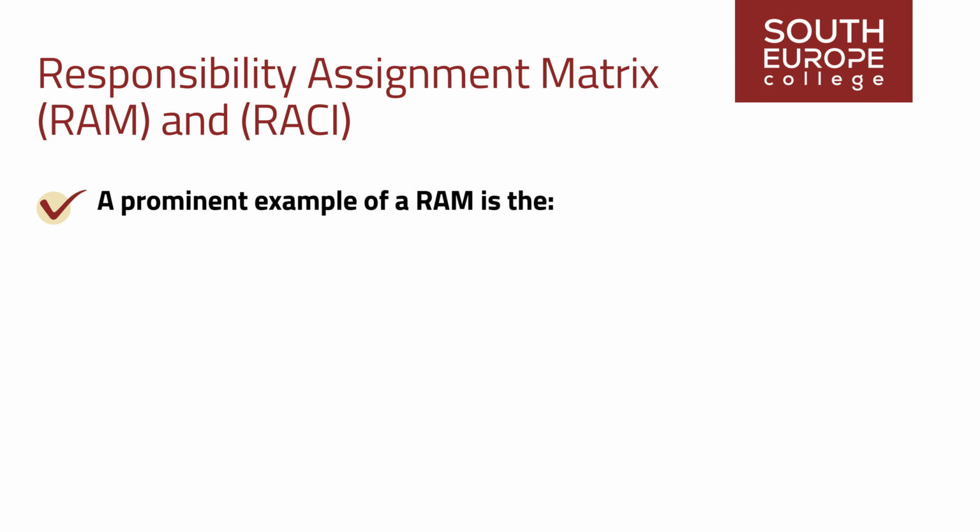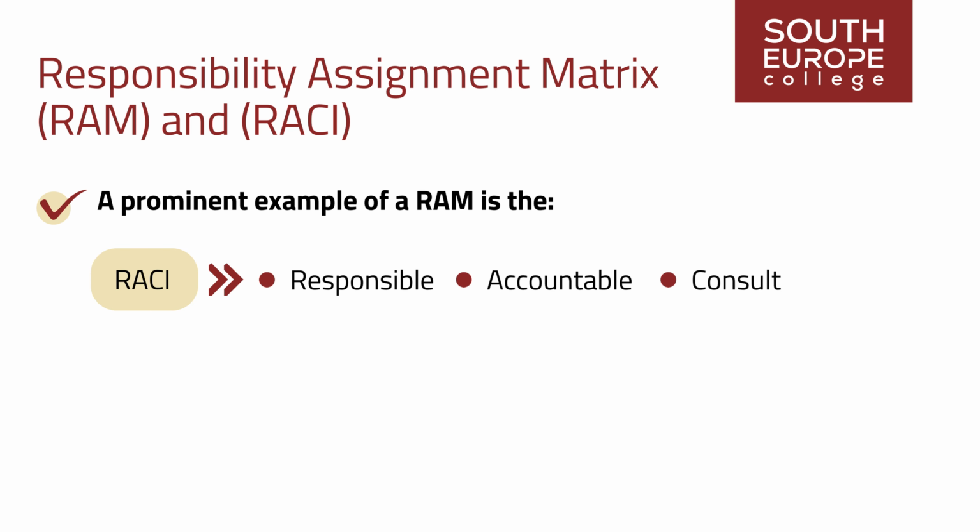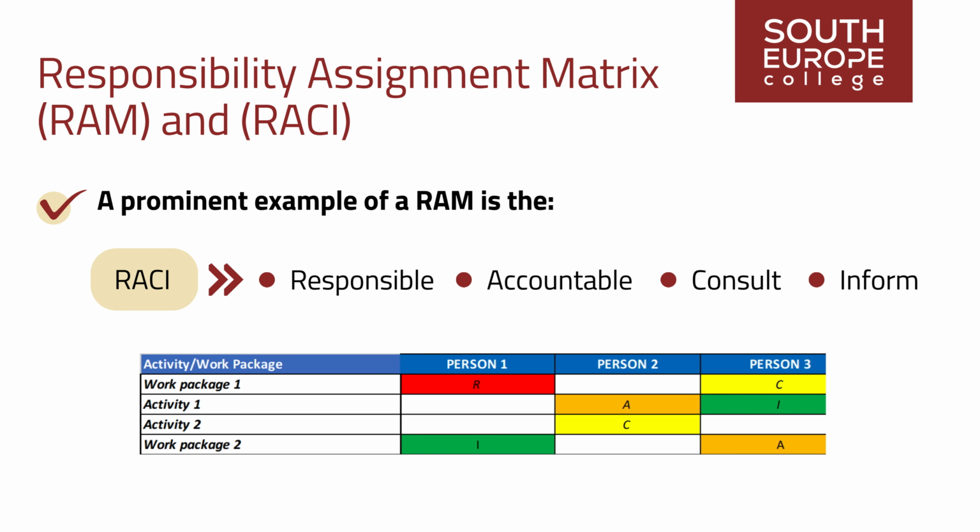A prominent example of a RAM is the RACI, Responsible, Accountable, Consult, and Inform chart. This chart lists activities in the left column, while assigned resources, whether individuals or groups, are detailed alongside. The RACI chart is a valuable tool for clearly defining roles and responsibilities, particularly in projects involving internal and external resources.